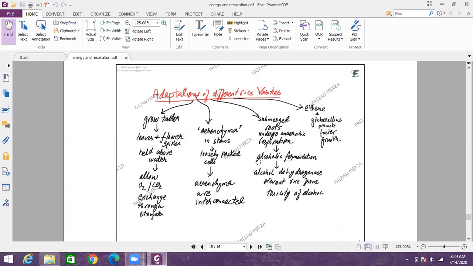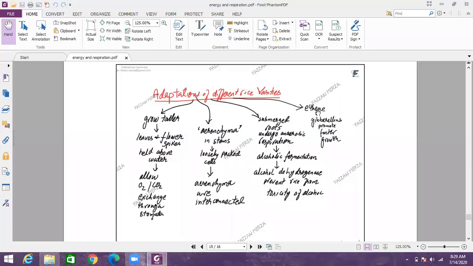If this alcohol is allowed to accumulate in the rice plant, it will cause toxicity to the rice plant. How is this prevented? The rice plant already has an enzyme called alcohol dehydrogenase. And what does alcohol dehydrogenase do? It can detoxify alcohol. So when alcohol gets detoxified, its drawbacks or side effects can be prevented, and rice can very successfully carry out alcoholic fermentation without facing any drawbacks from the toxicity of alcohol.